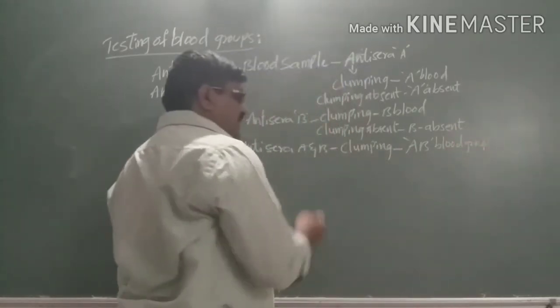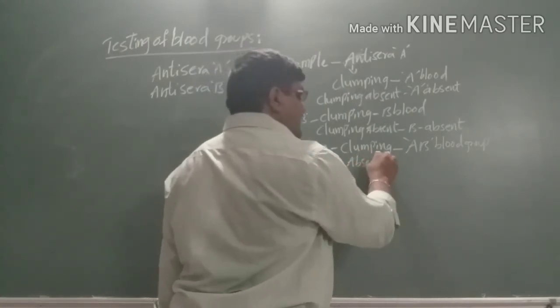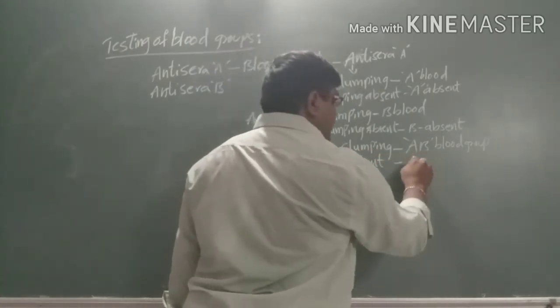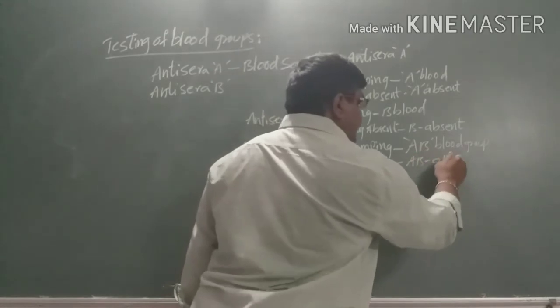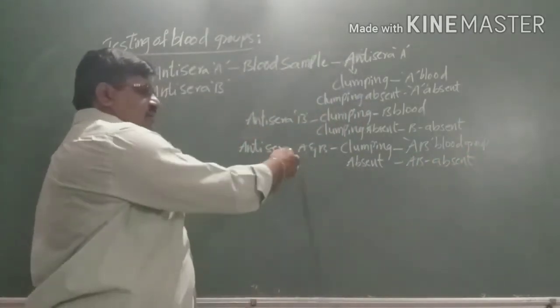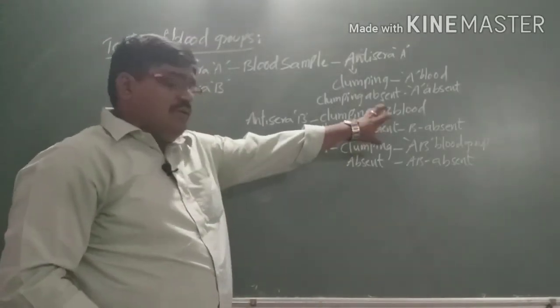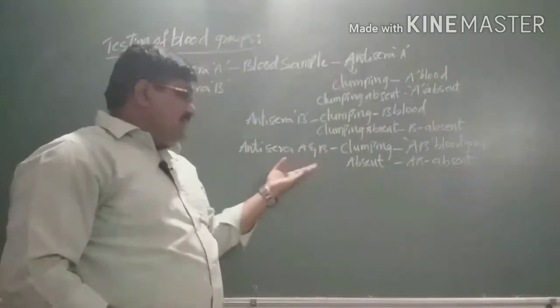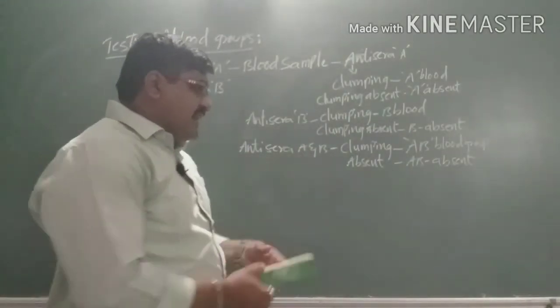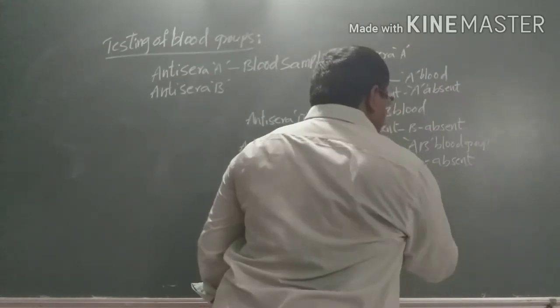If clumping is absent, then AB blood group is absent. That means if anti-sera A and B are added and clumping takes place, we can call it AB blood group. If clumping does not take place, then we can call it O blood group.